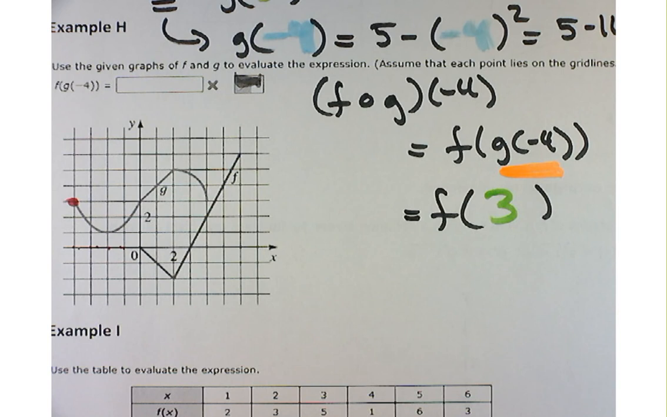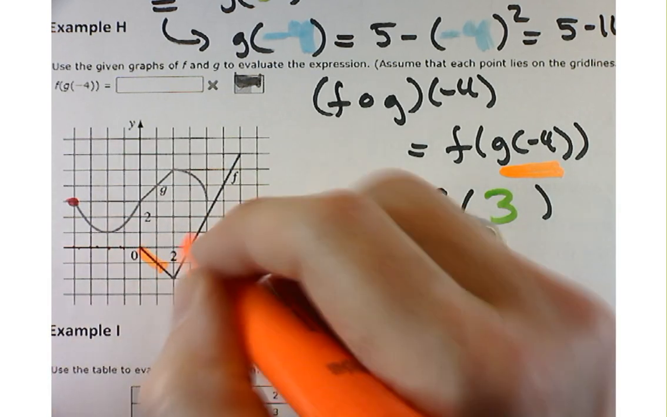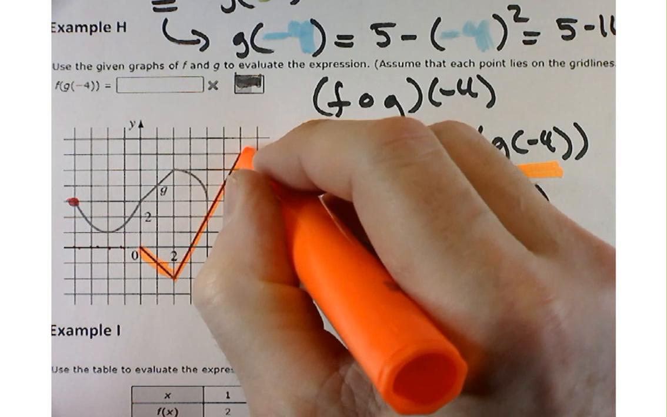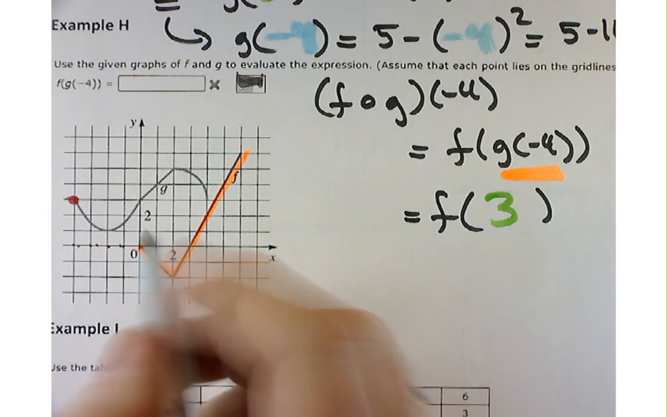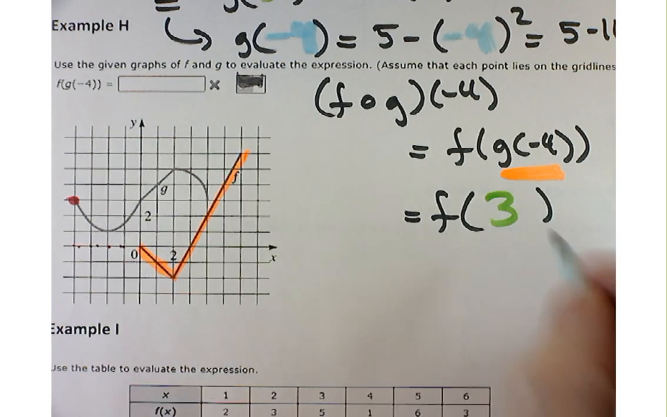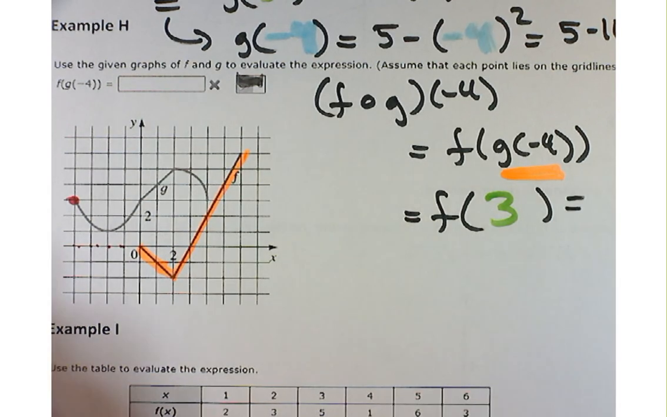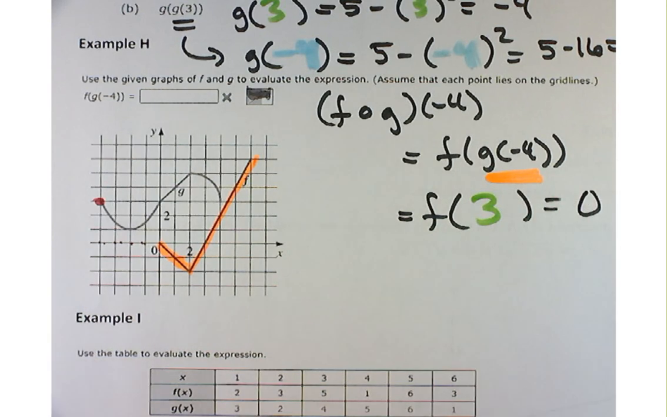So now we're on to the graph for f. Here's f of 2. What would f of 3 be? Kind of unsatisfying, but all that work for nothing, right? All right.